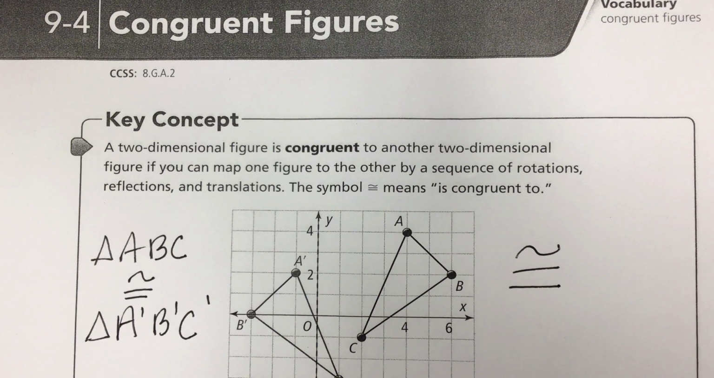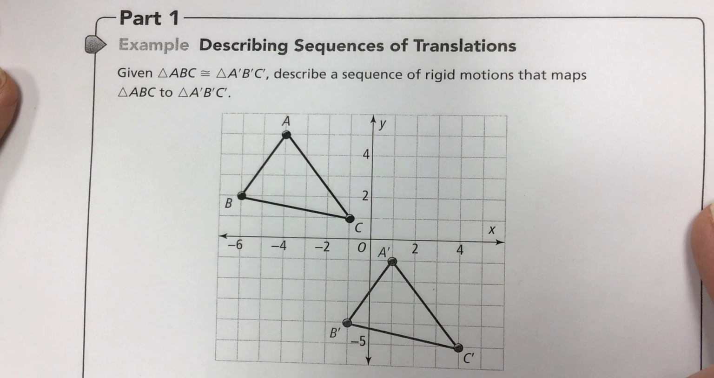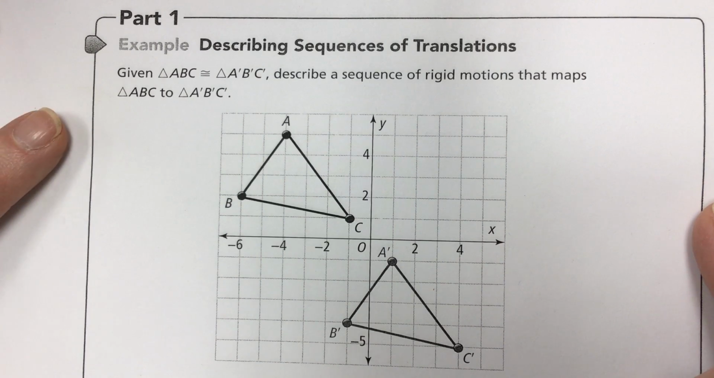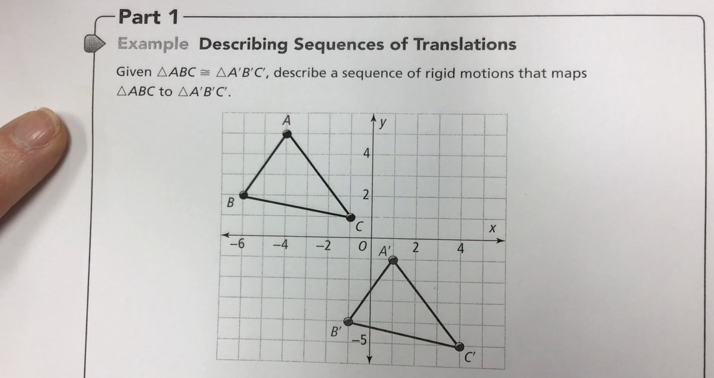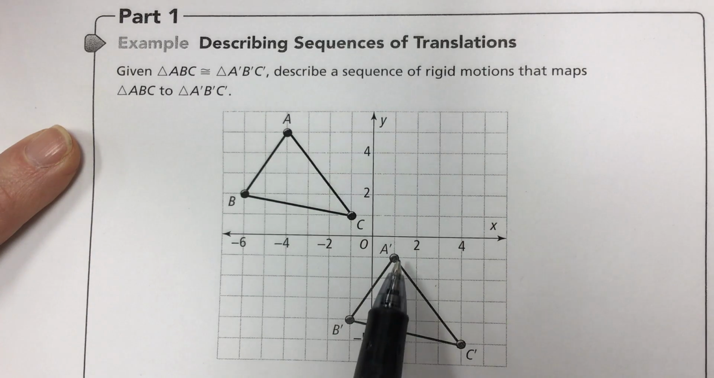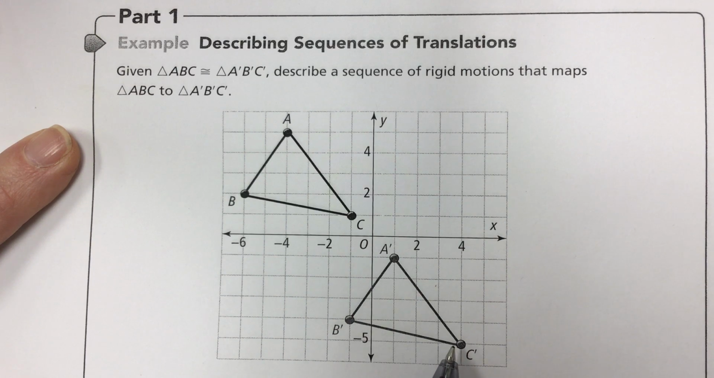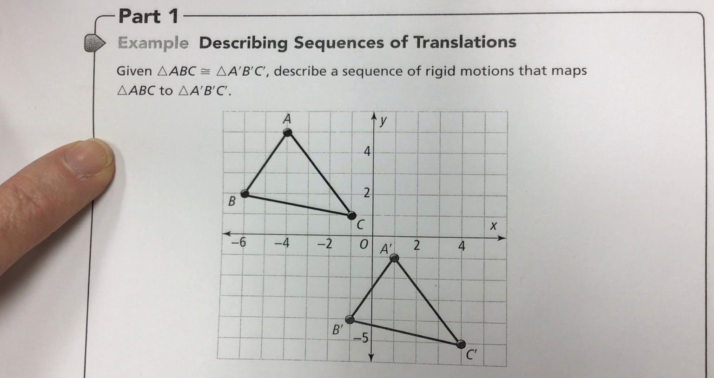Okay, now let's look at part 1. Describing sequences of translations. This time we're going to determine, was this triangle reflected? Was it translated? If it was translated, how many to the left, how many to the right, how many up, how many down, okay? So you are given that triangle ABC is congruent to triangle A prime, B prime, C prime. Describe a sequence of rigid motions that maps triangle ABC to triangle A prime, B prime, C prime.